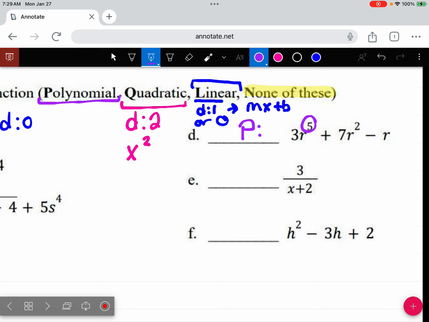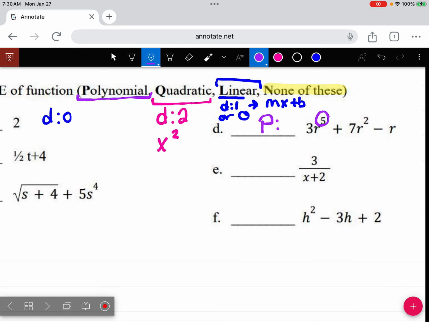All right, what about some of these others? F is a quadratic, yes. So I'm gonna put a Q. Because our biggest power is a 2, and everything else meets the rules. Everything else follows the rules.